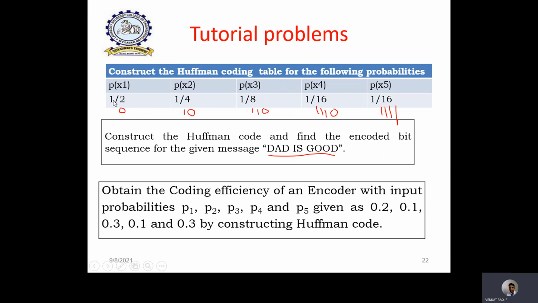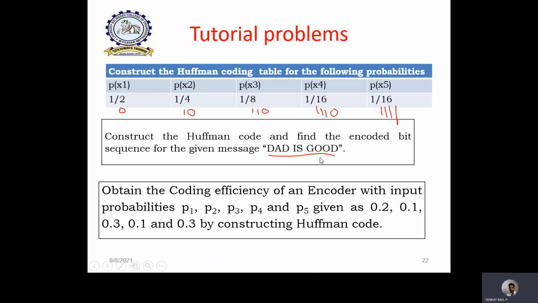Sometimes the table will be given as a set of symbols with probabilities, and you can construct the Huffman coding for the following table. Sometimes the symbols and probabilities are given directly, as in the previous example. And what is most interesting is that sometimes no symbols and no probabilities are given, but we need to construct the Huffman code and find the code word or encoded bit sequence for a given message.